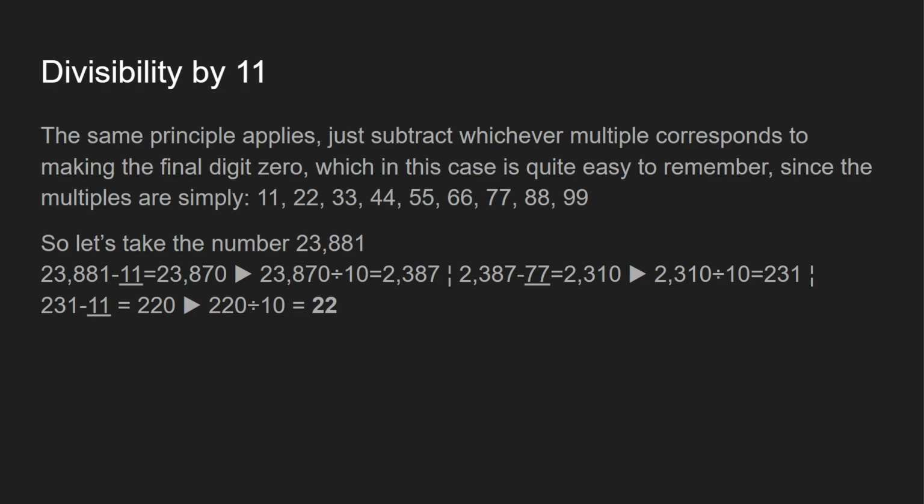So, divisibility by 11. The same principle applies, just subtract whichever multiple corresponds to making the final digit 0, which in this case is quite easy to remember since the multiples are simply the same digit twice. So 11, 22, 33, 44, 55, these are super easy to remember.